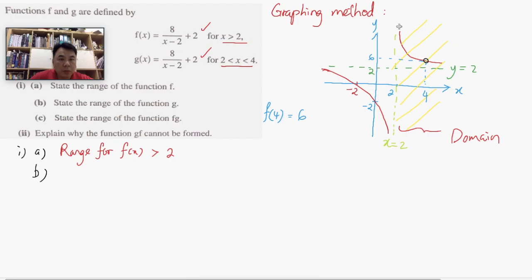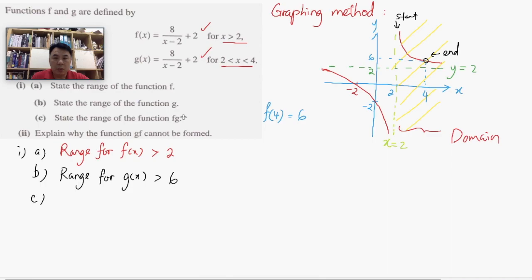So it started off from here, and then ends just before 4. Now from here, you would notice that the range for g(x) must be greater than 6 here. g(x) must be greater than 6. It's quite obvious in this case, right? And then for c, we have the range for fg.